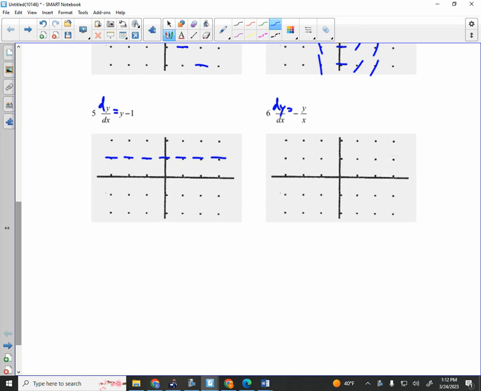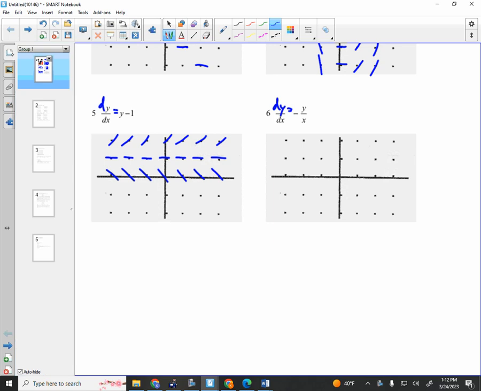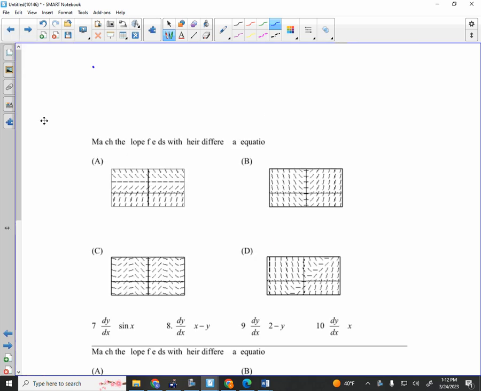How about when y is 2? What's the slope? 1. So I'll have slopes of 1 all the way across. And down here, I have y equal to 0, so therefore the slope will be negative 1. And we don't need to worry about number 6. It is kind of cool, but we're a few minutes behind on that clock for where I want to be, so let's go here, okay?